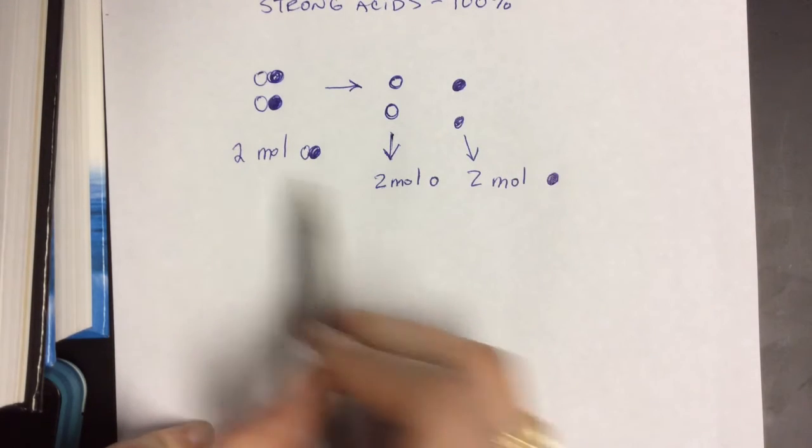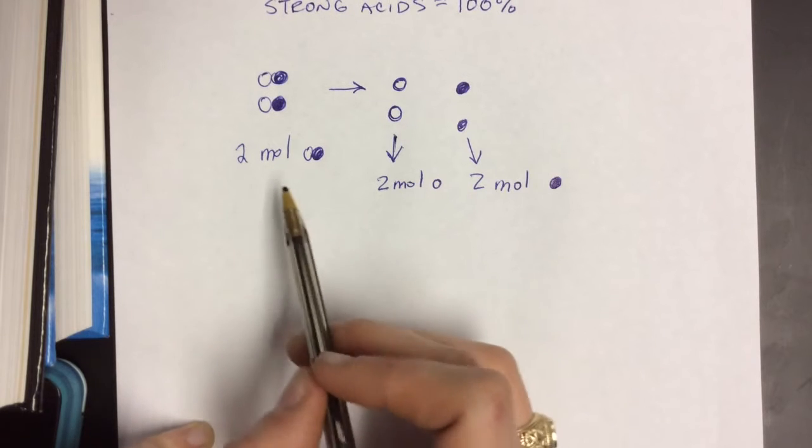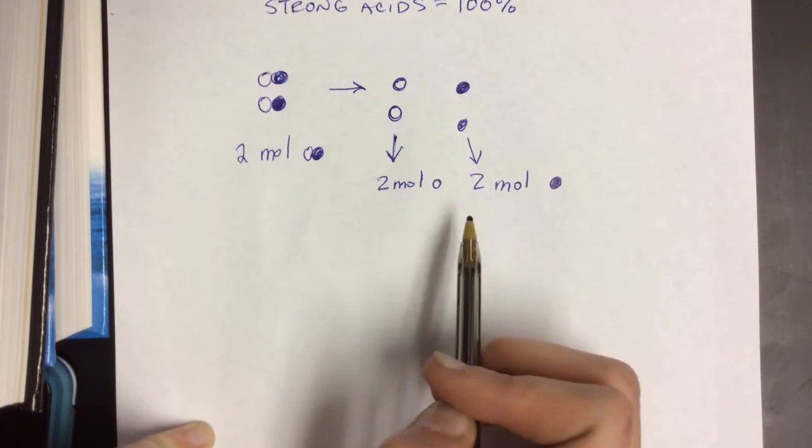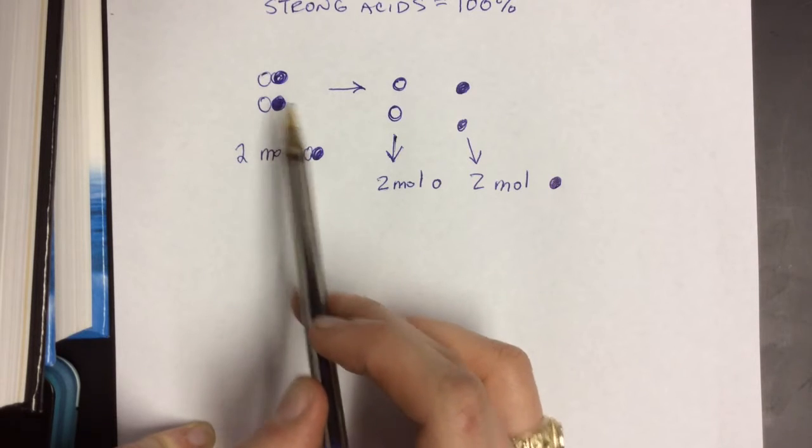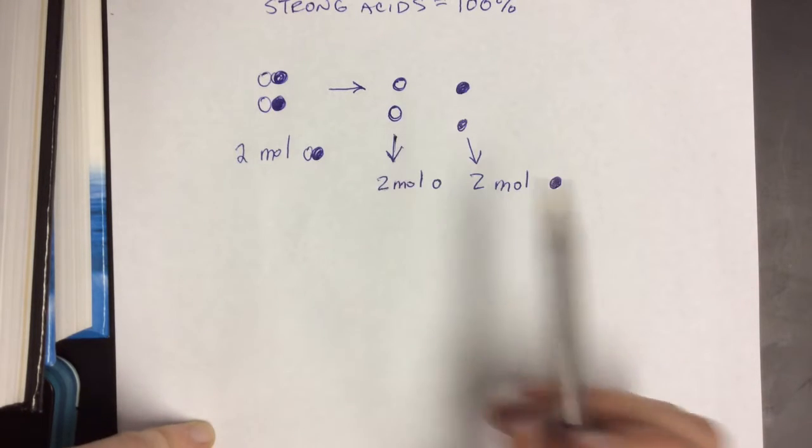So notice that my moles are not conserved. I have 2 here, but I have 4 on this side. But remember, it's just a counting number. So I have 2 particles here. They separate apart and they make 4 particles.